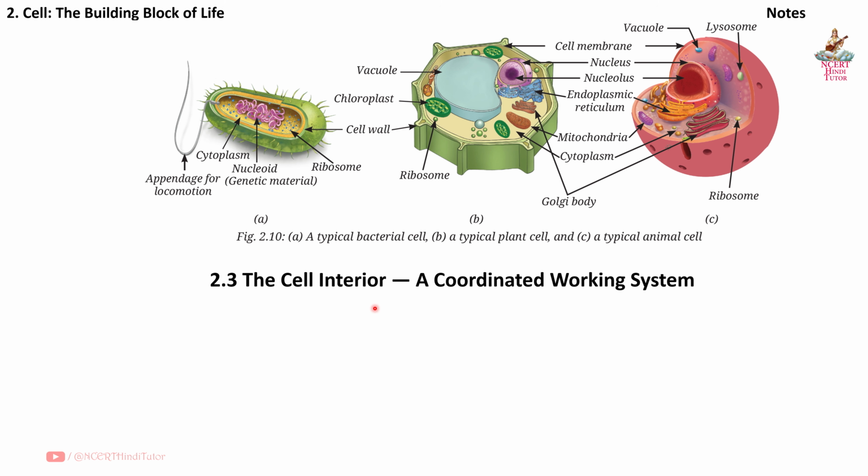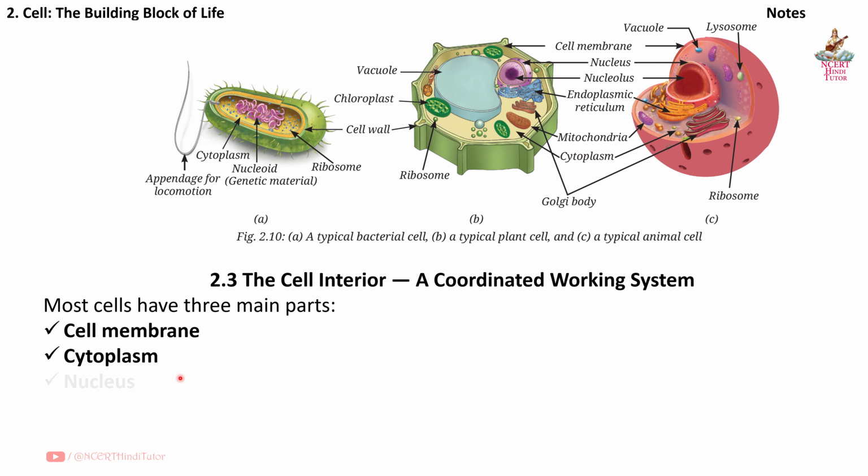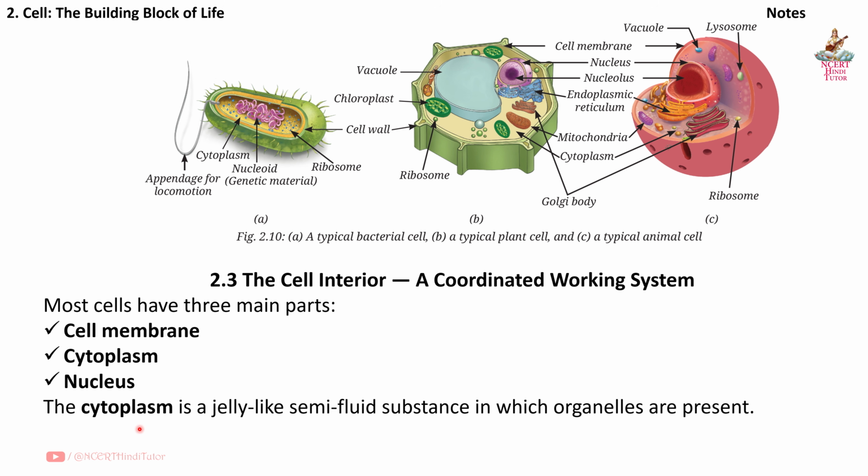2.3 The cell interior, a coordinated working system. Most cells have three main parts: cell membrane, cytoplasm, nucleus. The cytoplasm is a jelly-like semi-fluid substance in which organelles are present.